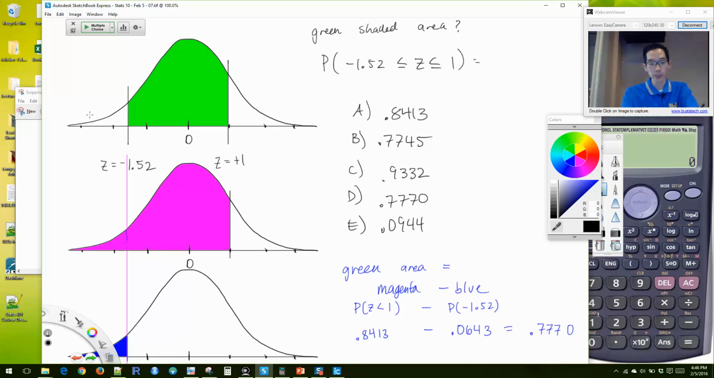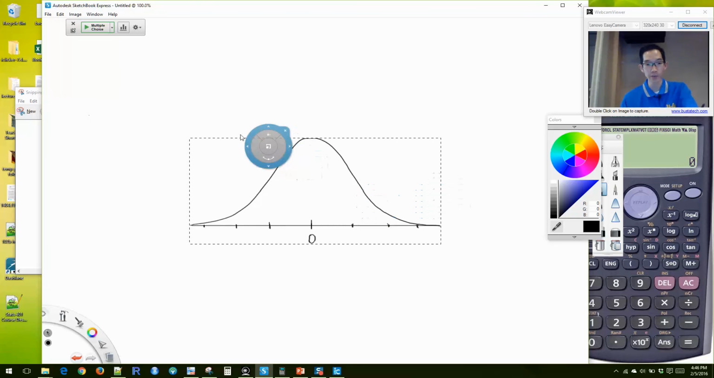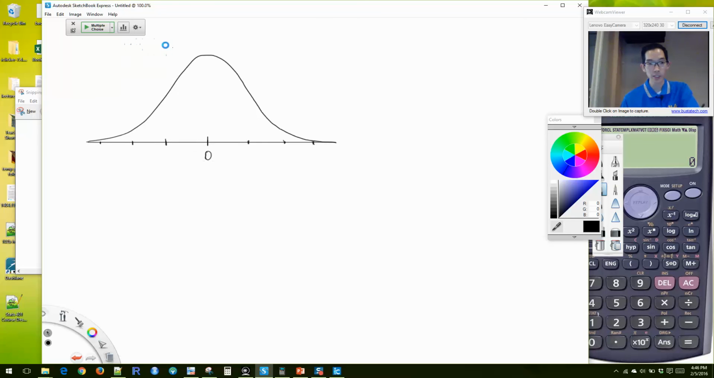Okay, we also have what we call the inverse reading of the table. And I think you guys are doing a great job.